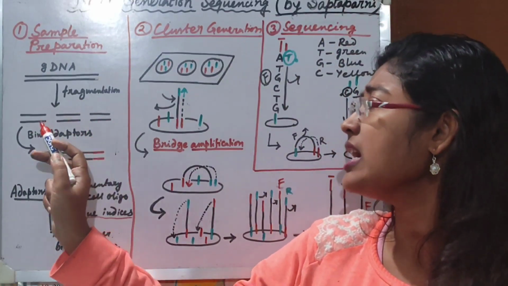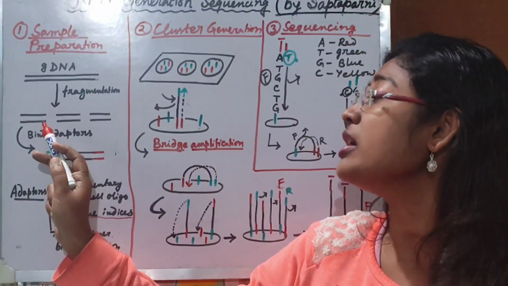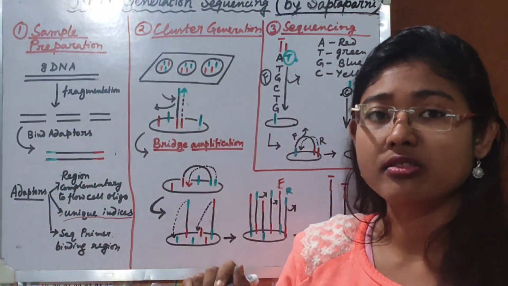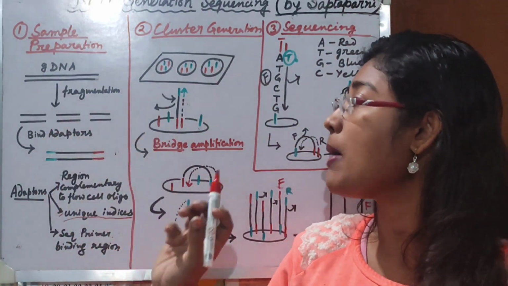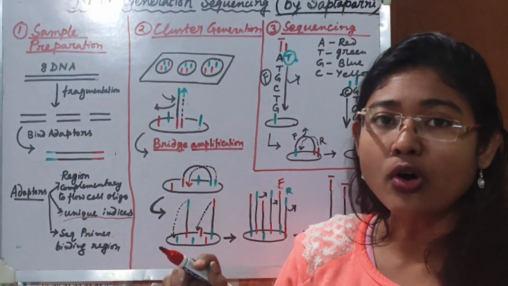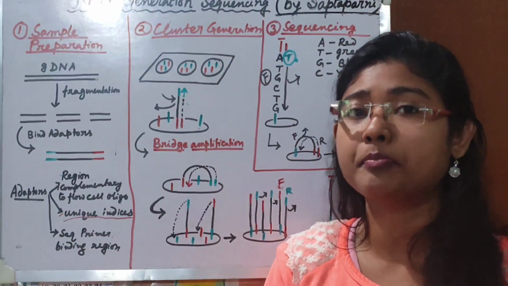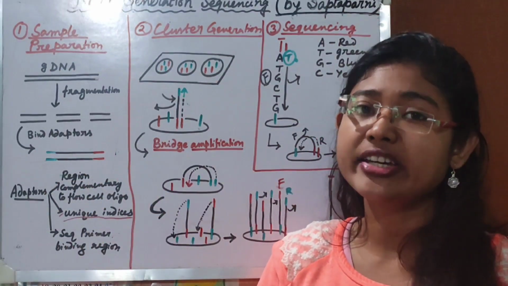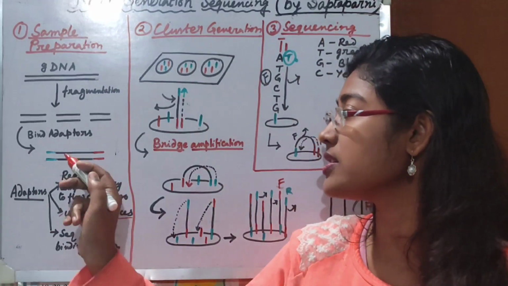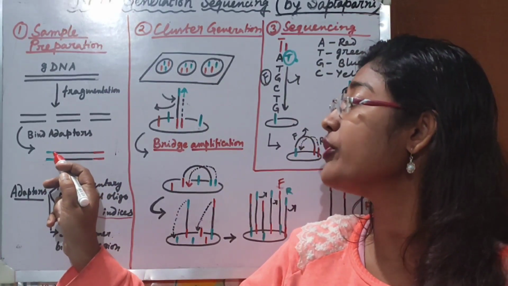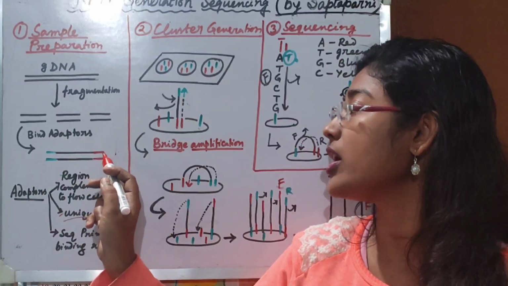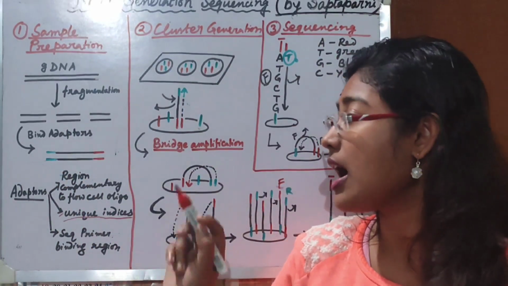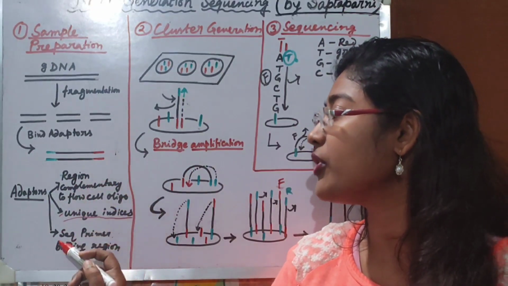Each fragment is destined to be bound to each flow cell in the glass slide. So to bind these fragments to the flow cell, you have to attach some adapters here. Adapters are actually genetically engineered oligonucleotides. See here, we have added 2 different types of adapters, green adapter and red adapter, to each end of your DNA template fragment. And each adapter has 3 different sites.